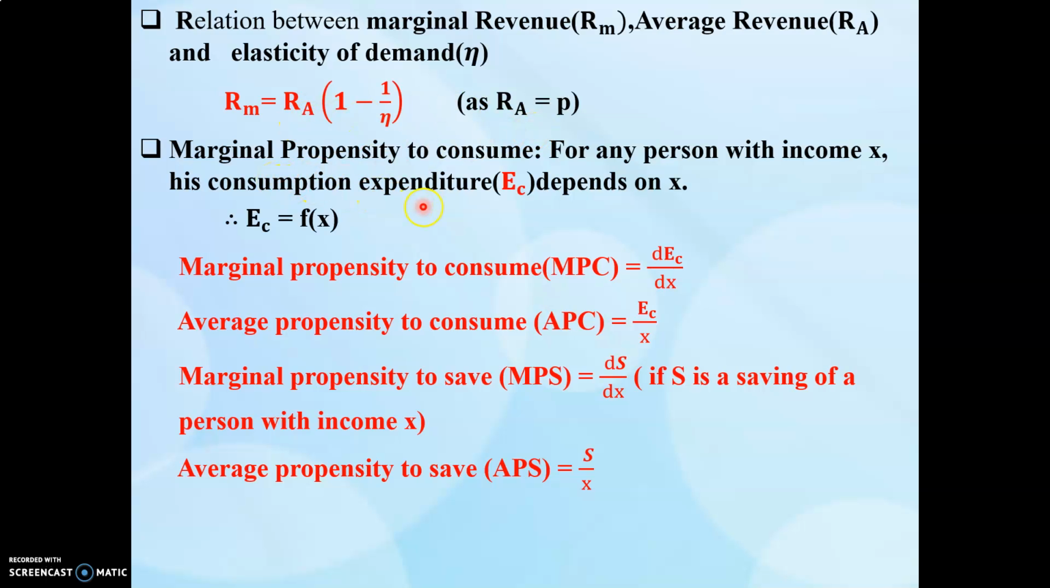Marginal propensity to consume: for any person with income x, his consumption expenditure is Ec, which depends on x. Therefore, Ec is equal to f of x. For solving this kind of question, we are using Ec as your function. Marginal propensity to consume MPC is equal to dEc upon dx. Average propensity to consume APC is equal to Ec upon x. Marginal propensity to save MPS is equal to dS upon dx, where S is the saving of a person with income x. Average propensity to save APS is equal to S upon x.